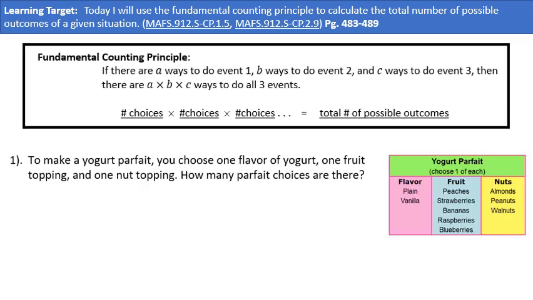Here's what it says. If there are A ways to do event 1 and B ways to do event 2 and C ways to do event 3, then A times B times C is the number of ways to do all 3 events. The easy way I use to remember this is when you have multiple events, you have to multiply. If we want to know our total number of possible outcomes, we take the number of choices we have for each category, and then we multiply those numbers together.